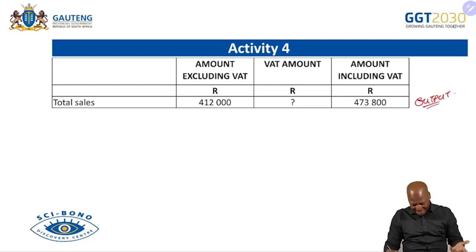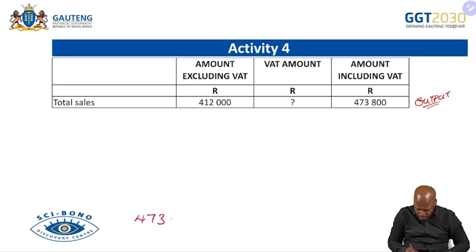Oh, here they give us another easy one. You see, it's an easy one. Why do I say it's an easy one? Because you are simply saying 473,800, remember, minus 412,000. You just get the difference.